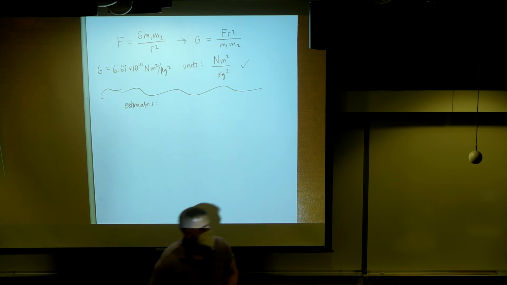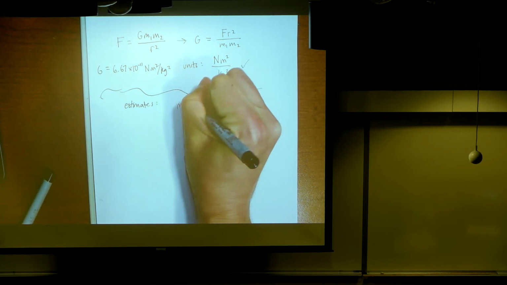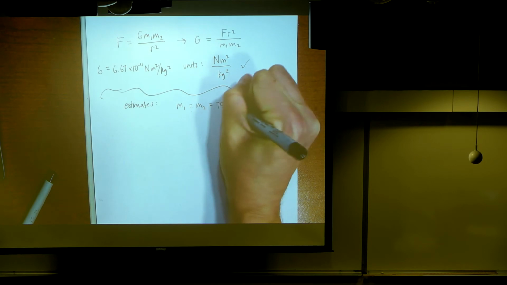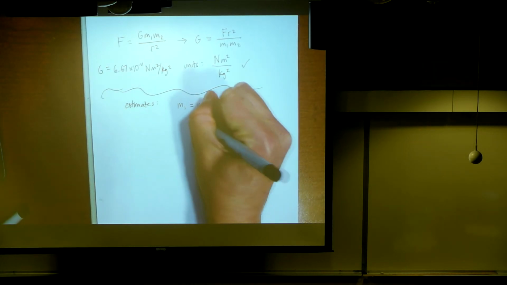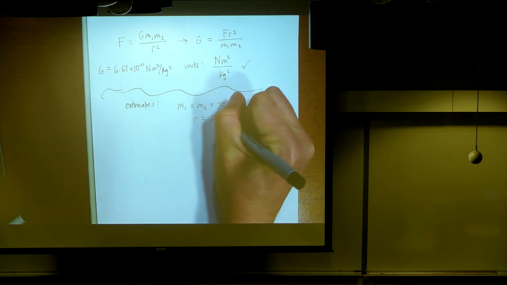So everyone's going to have a different mass, but I'm going to take both students to have a mass of about 75 kilograms. So two adults, that's a typical mass, right? And normally we'd be sitting about 1 meter apart, but social distancing, let's say 2 meters, okay?